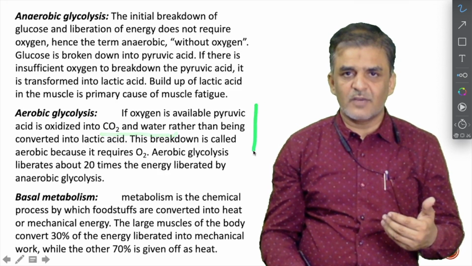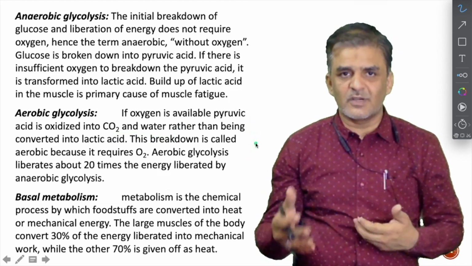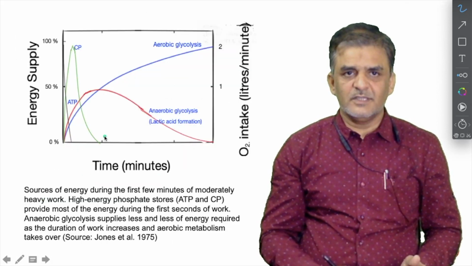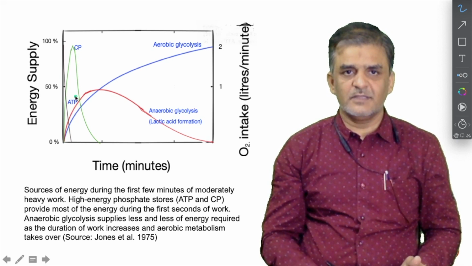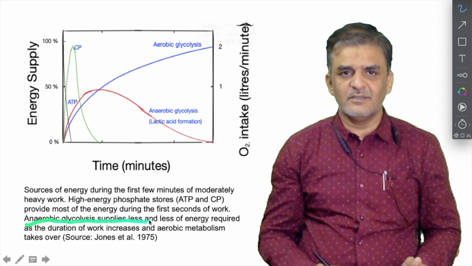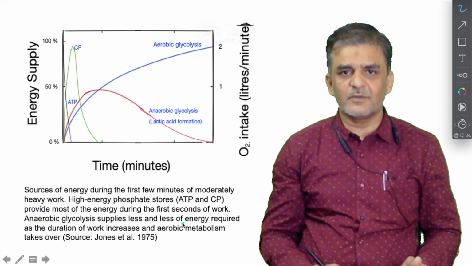So this is called aerobic glycolysis, like jumping, running, jogging. All these are aerobic glycolysis. The sources of energy: ATP, creatine phosphate, adenosine triphosphate, which breaks down and converts energy as it goes. Anaerobic glycolysis supplies less oxygen and it is further required for the work.